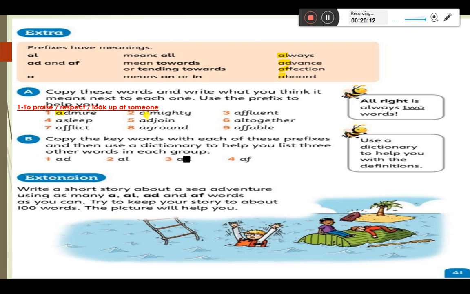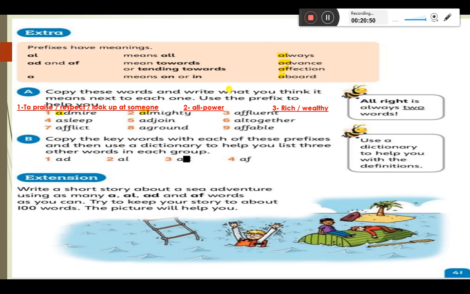Now let's go to the next one, almighty. Here we have the prefix all. As I told you before, we always use this word with the word Allah. So we always say Allah Almighty. It means all power. And number 3, we have the word affluent, which we discussed before. An affluent person is rich or wealthy.